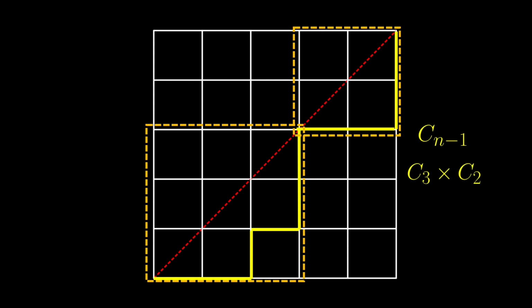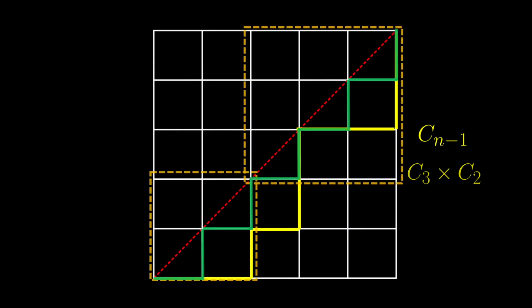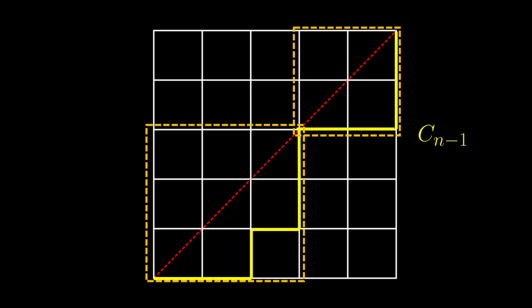However, consider this green path. Should this green path be counted as having a 3 then 2 structure or a 2 then 3 structure? In fact, it is heavily double counted. To avoid this counting disaster, we say that the structure is determined by when the path first touches the red line. So each path should have a unique structure.